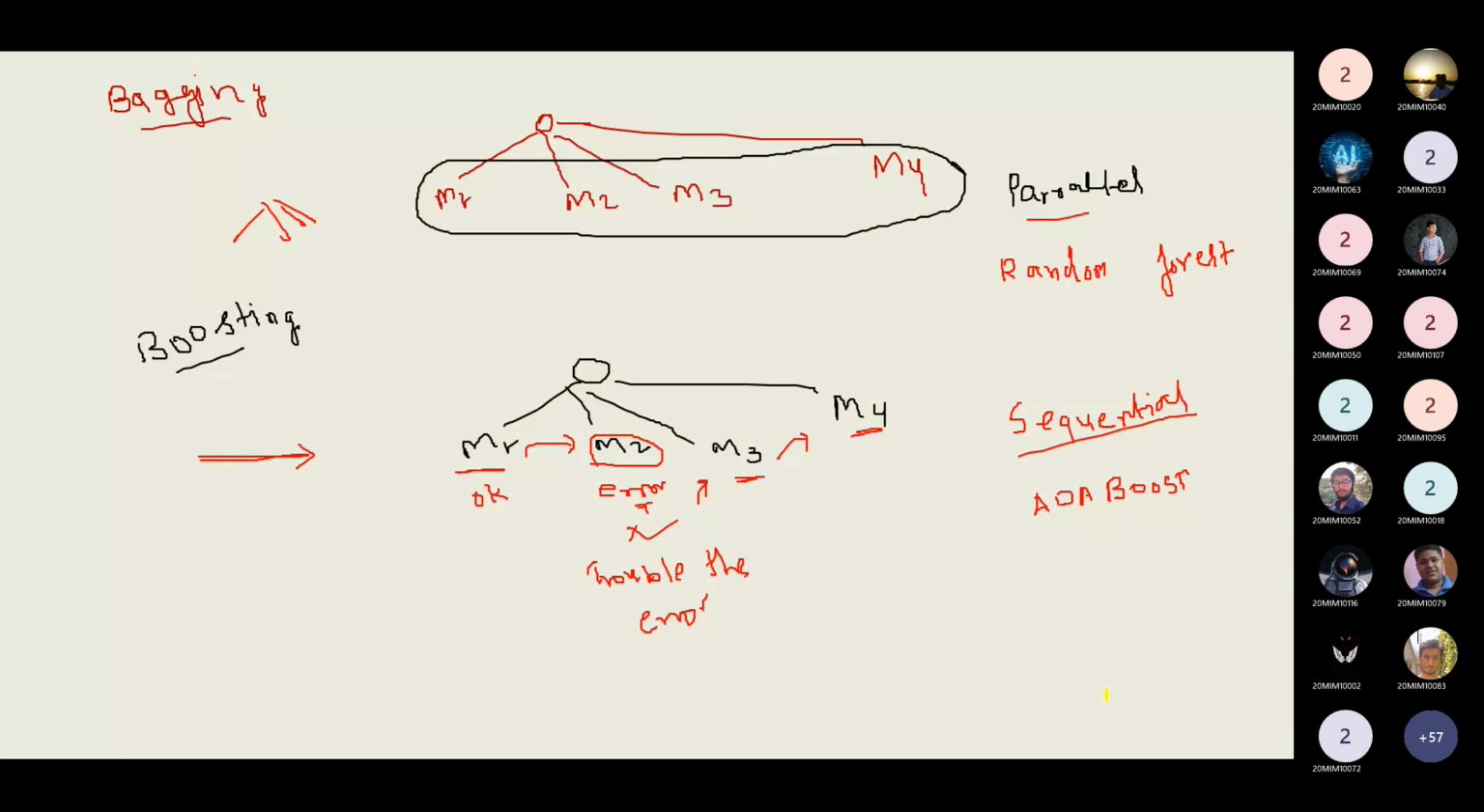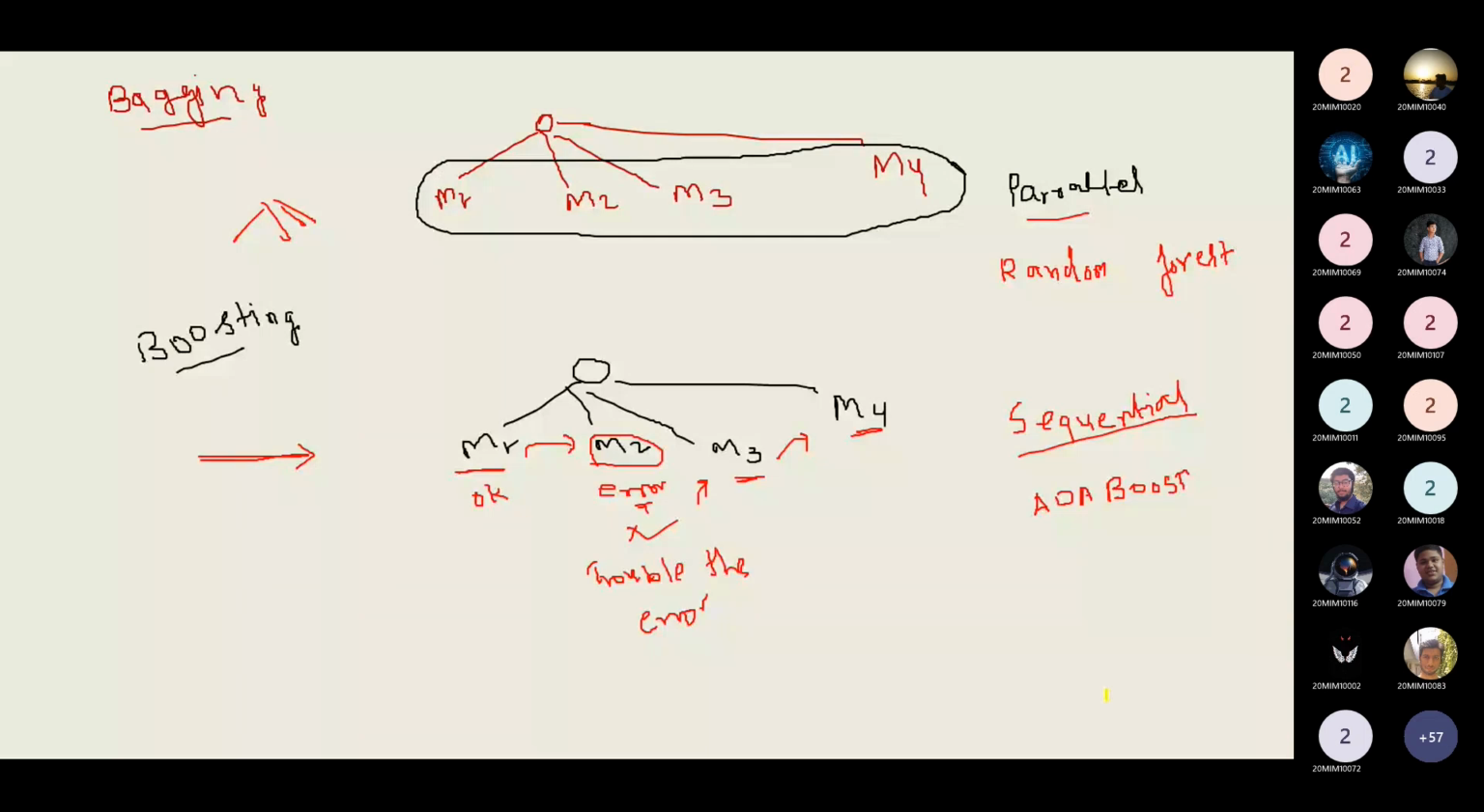So model 1 is okay, then we move to model 2. Then model 2 is okay, then we can move to model 3. But if we find that model 2 has an error, what do we have to do? We can't move to model 3, or we can't execute the model 3 process, before completion of the execution of model 2. So model 2 has the error, so we have to troubleshoot. The name of our sequential ensemble learning algorithm is AdaBoost.